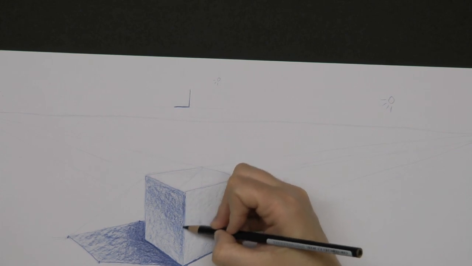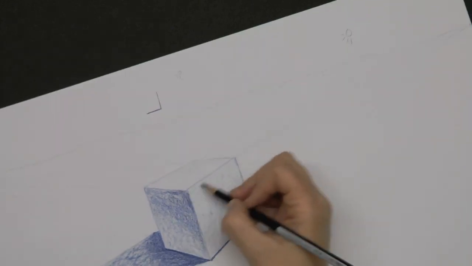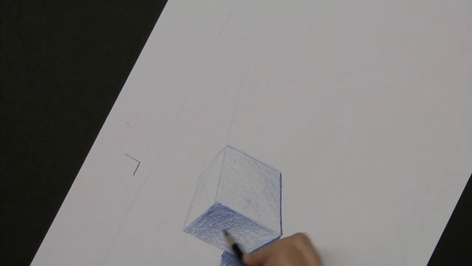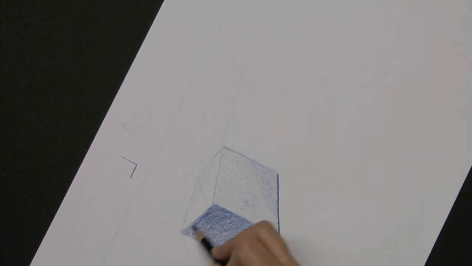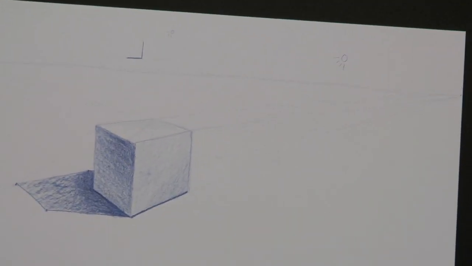So our area of highest contrast is going to be right up here at this top corner where our three values come together. And there we have a shaded cube.